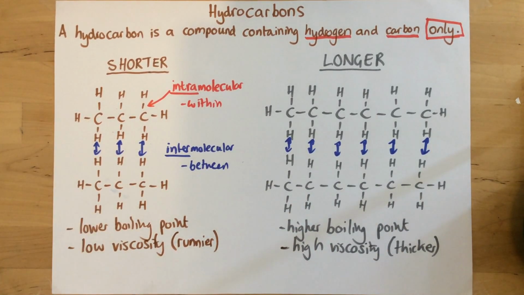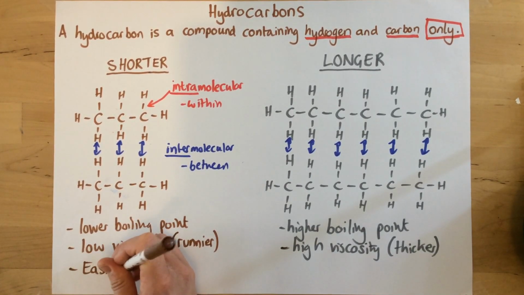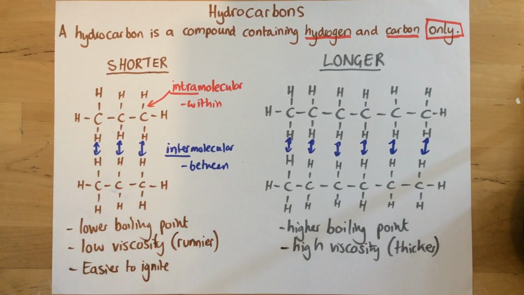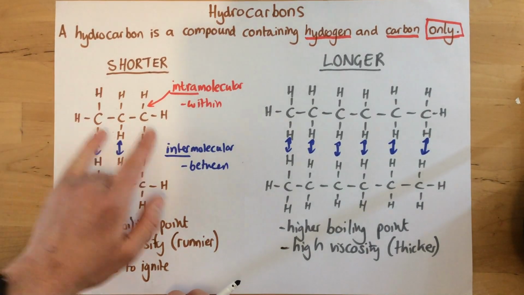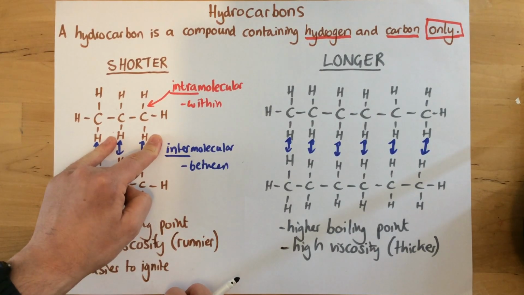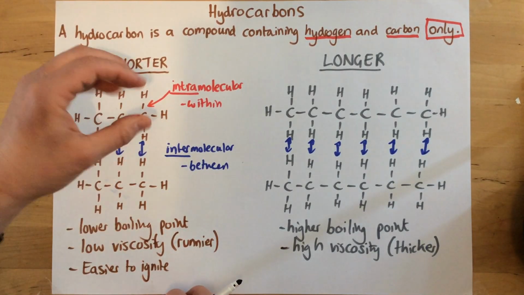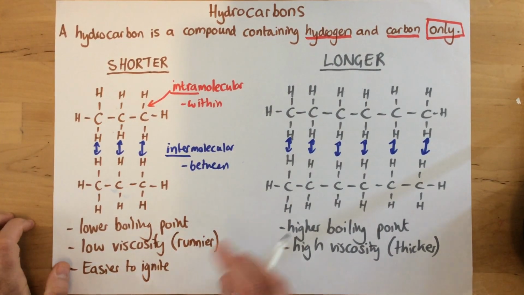The final thing we need to know about is how easy it is to ignite. The shorter the chain, the easier it is to ignite. Now, the reason for this is shorter hydrocarbons tend to be gases at room temperature. So these gases can mix with oxygen in the air, which bursts into flames nice and easy.